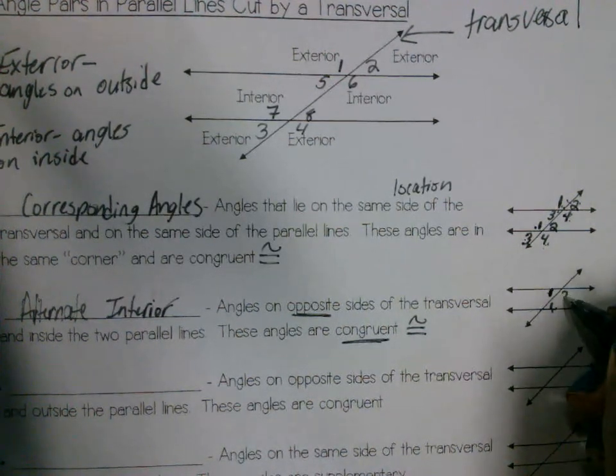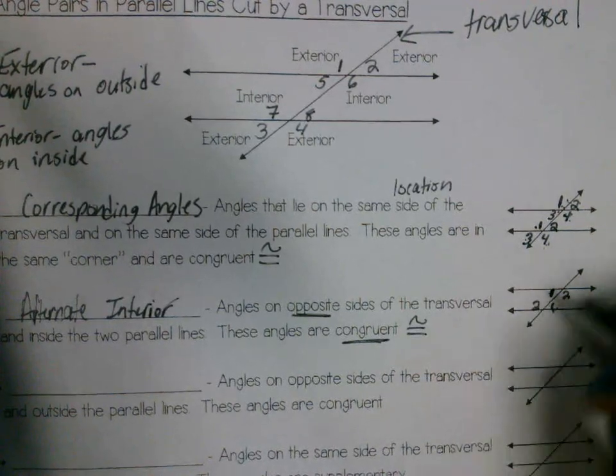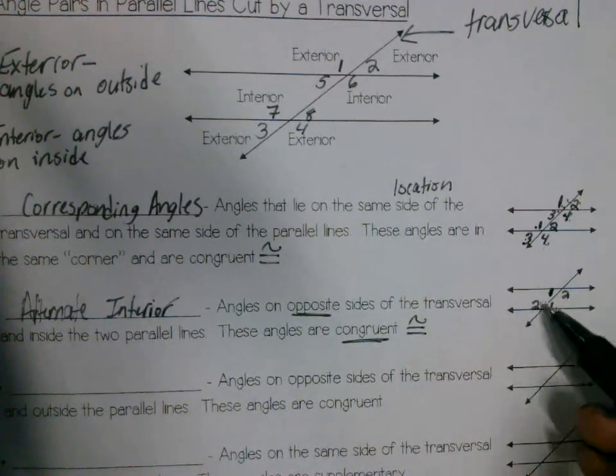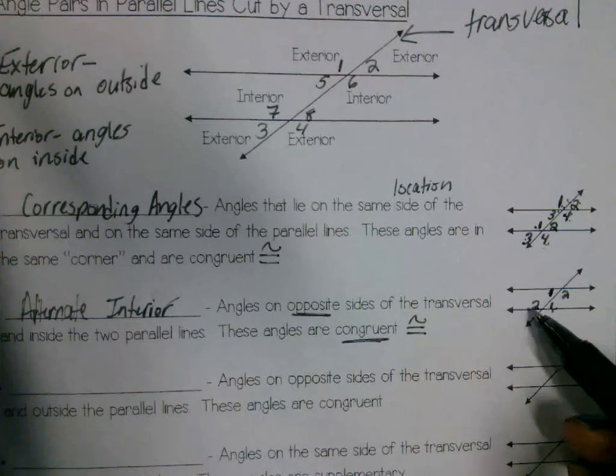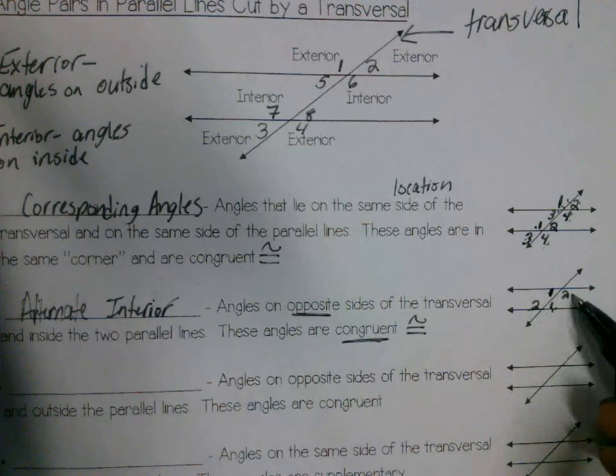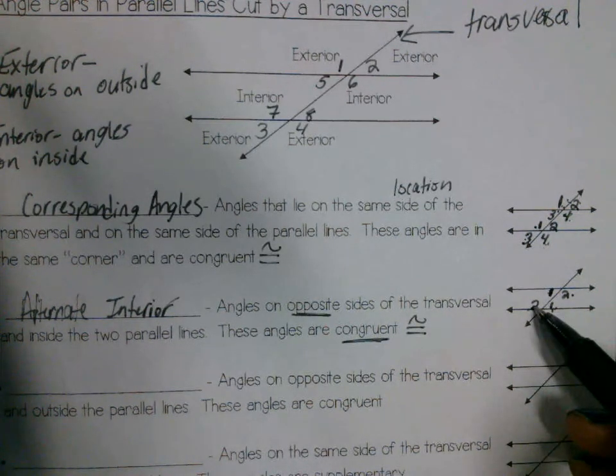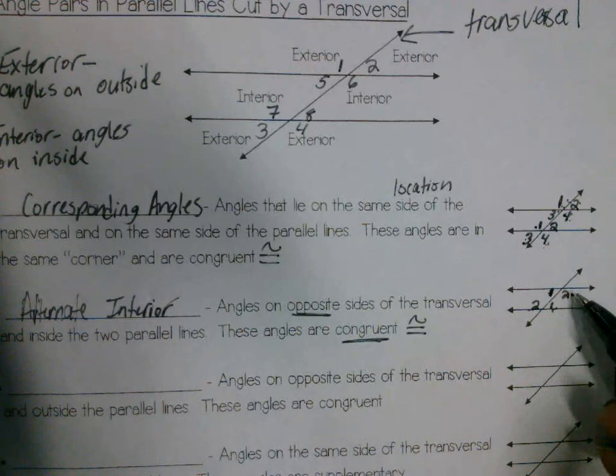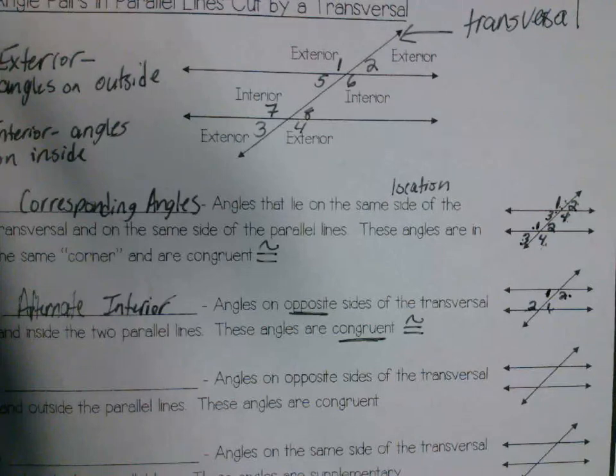This is an alternate interior angle. This angle here and this angle here. These are alternate interior angles. So if this is 120, this is 120. If this is 150, this will be 150. They are alternate interior angles. Those are two pairs of alternate interior angles.